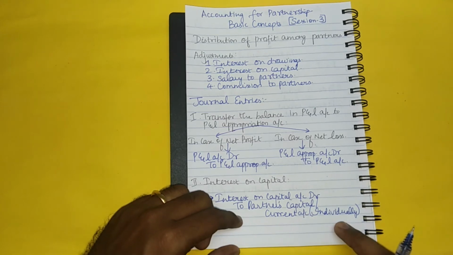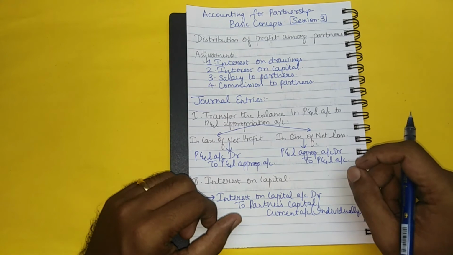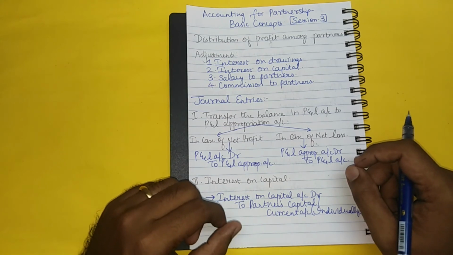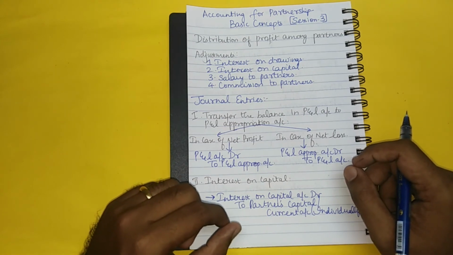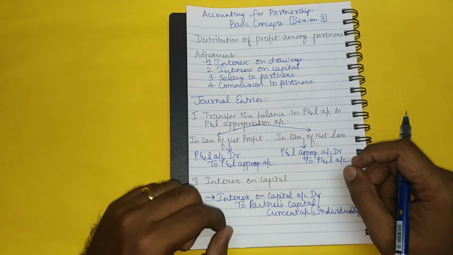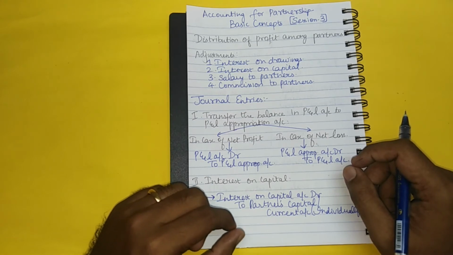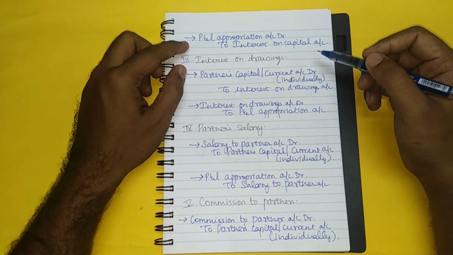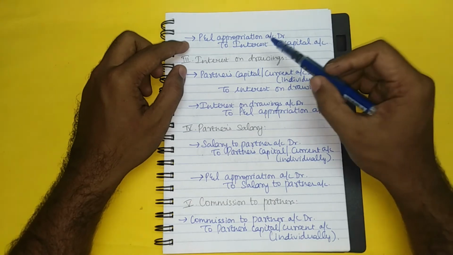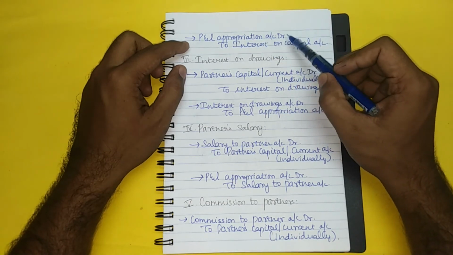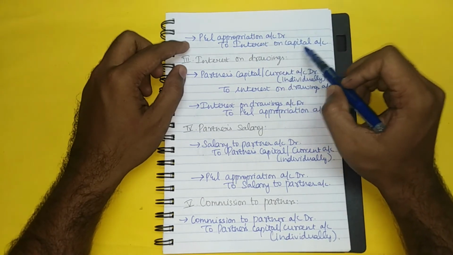We mention individually because the interest on capital needs to be transferred to the respective partners individually. For example, if we have two partners A and B, we need to credit A's capital account and B's capital account with their corresponding interest. Now we have to transfer the interest on capital to the Profit and Loss Appropriation account. For that, the entry is Profit and Loss Appropriation account debit to interest on capital account.